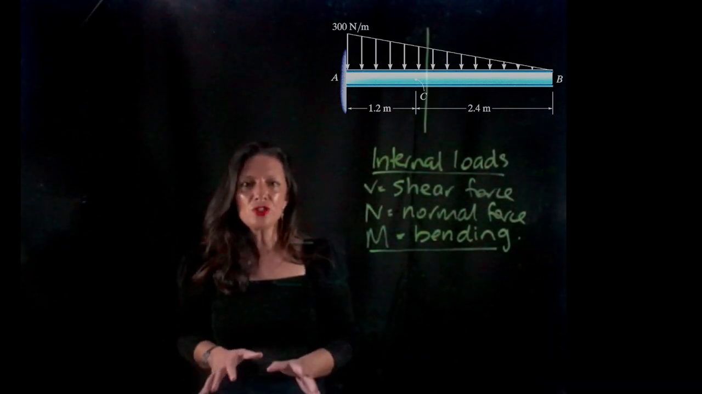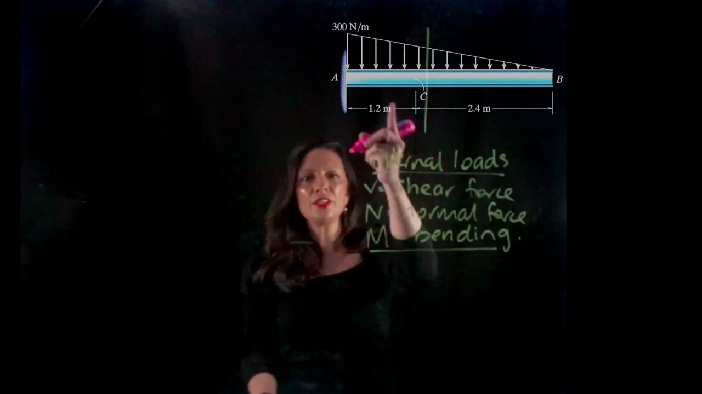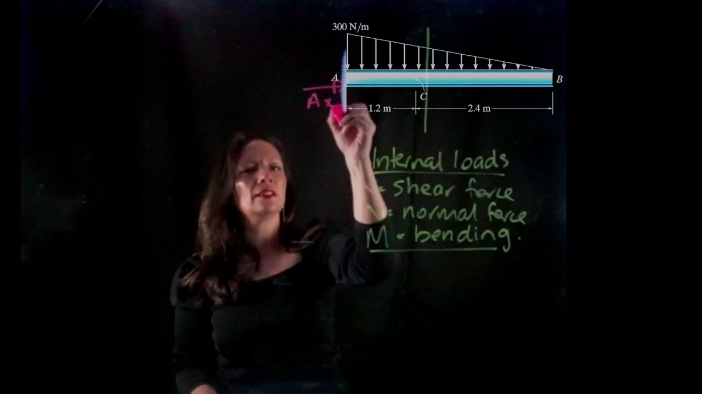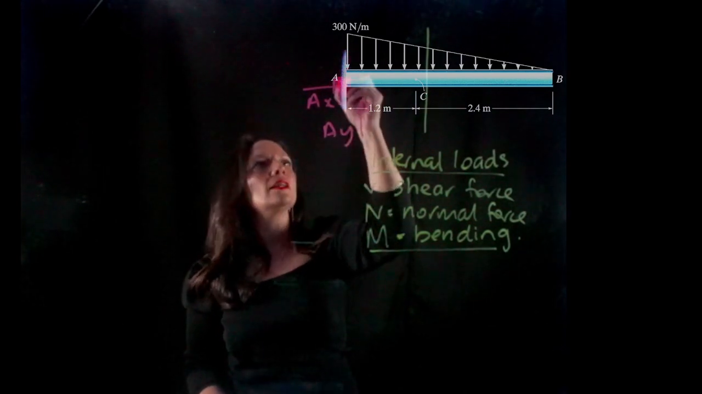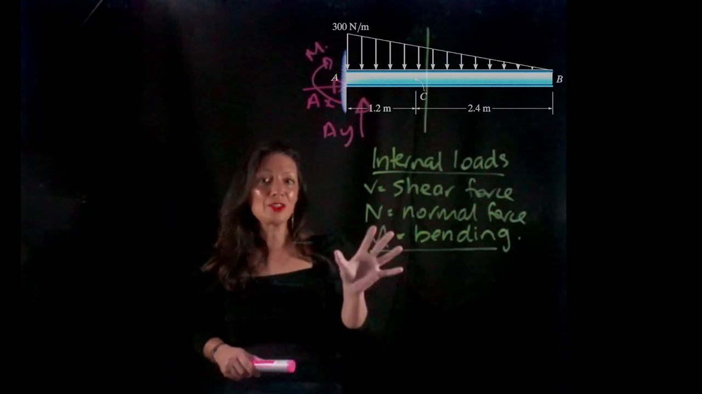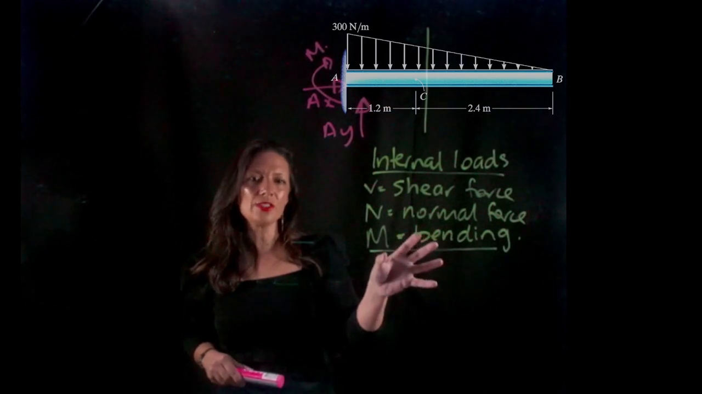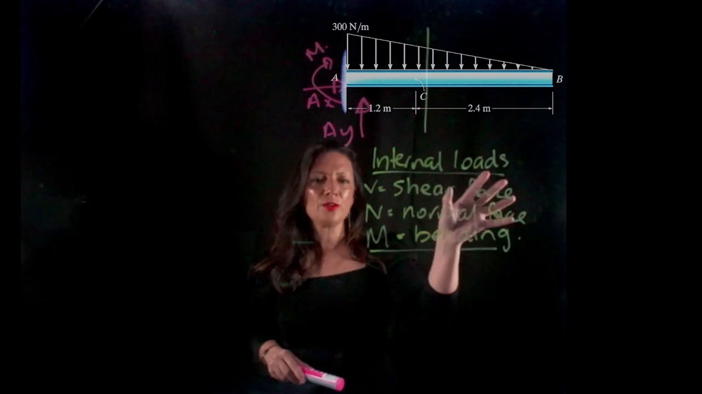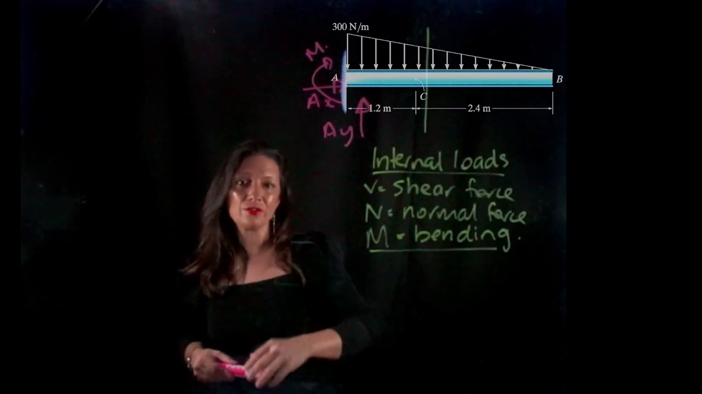So the first thing that we usually do with all our problems is we have to calculate our reaction forces. So we know that at A, we're going to have an AX, an AY, and a moment. I'm just going to try to do this question quickly and just focus on the shear forces, the normal force and the bending moment. So I'm going to let you calculate the reaction forces first.